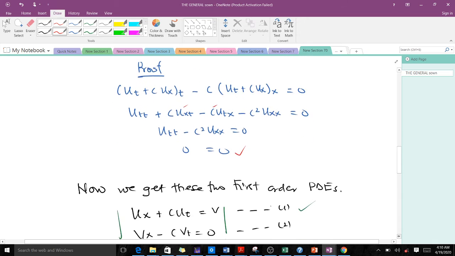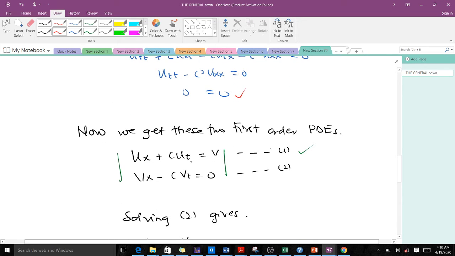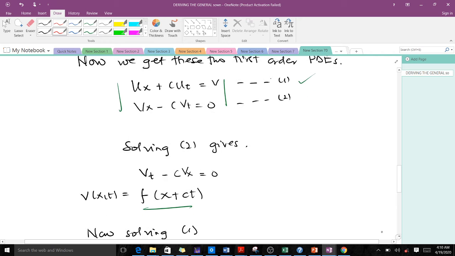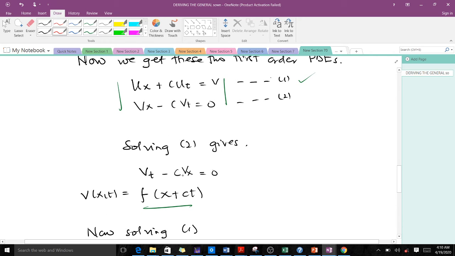So as a result of that, we get these two first order PDEs: u_t plus c u_x equals v and v_t minus c v_x equals 0. So we've been able to transform our wave equation, which is a second order PDE, into these two first order PDEs. With these two first order PDEs, the one which is quite simple to solve is the second one, right? So we solve the second one first for v. So we have v_t minus c v_x equals 0. That's the backward transport equation.